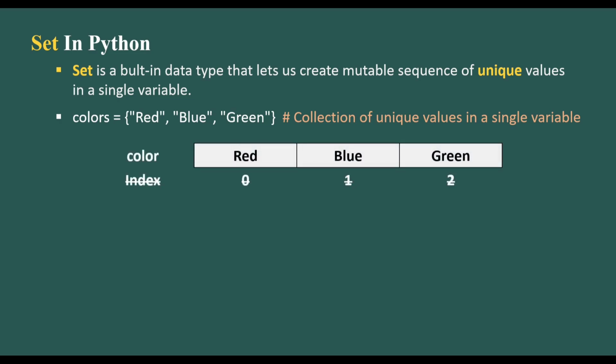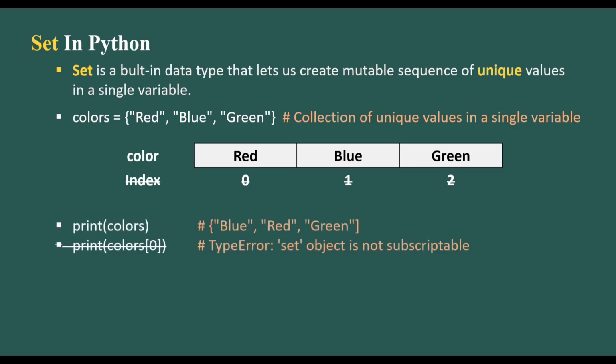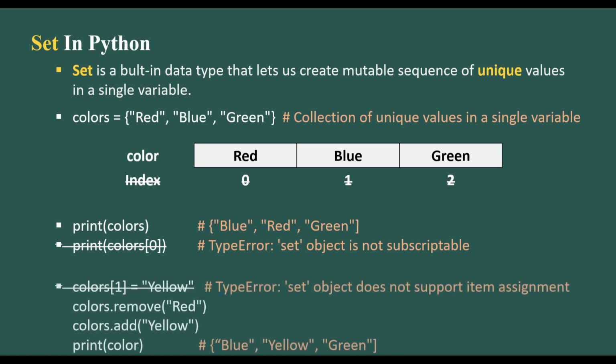Unindexed means the values are not indexed and cannot be accessed through an index number. Unordered means upon using the set variable, the sequence of values can be different than the sequence of insertion of the values in it. Unchangeable means a set once defined cannot be changed directly. It can only be changed using the built-in methods like remove and add.